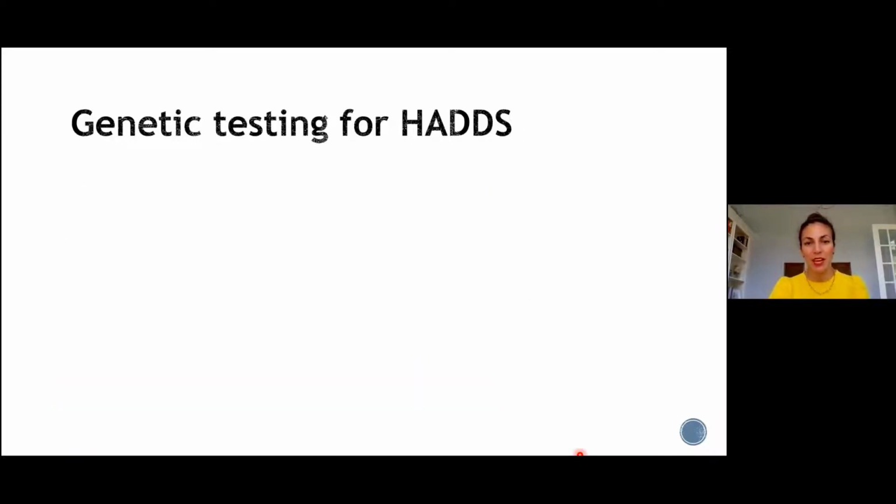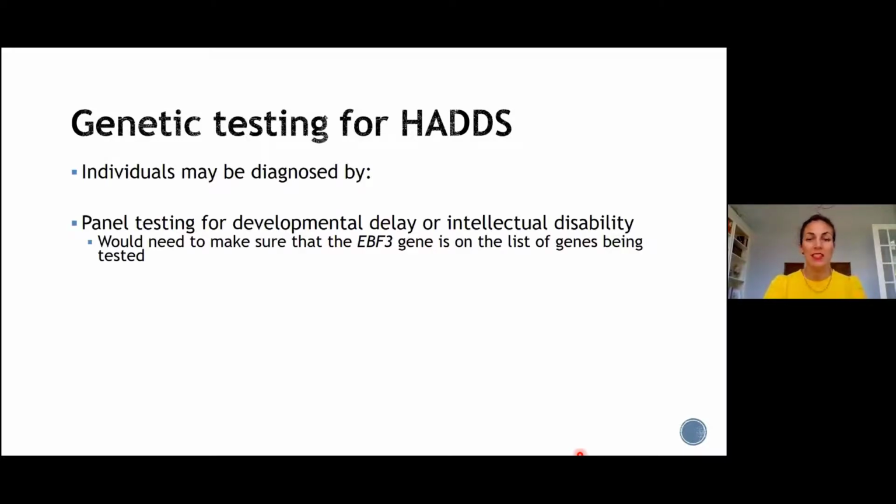So, genetic testing for HADS: individuals may be diagnosed by a panel test. Some kids might have had a panel that's specific to developmental delay or intellectual disability or some other neurologic concerns. But you would want to make sure that the EBF3 gene is on that list of genes being tested. Most of the labs will have a list of all the genes on their panels, so making sure that the gene you're focused on is on there is really important.